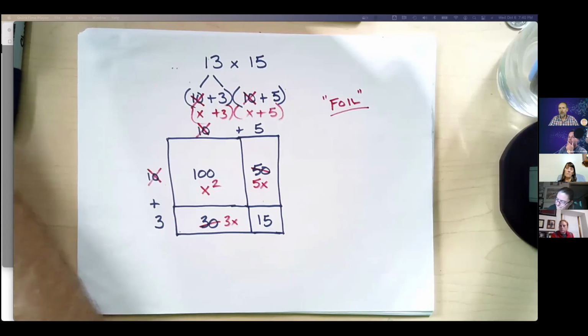Gotcha. I'm wondering, are you allowing the tool? Like, it's very, very common, right? By the time you get to grade 8, calculators are right there. Are they pulling out their calculator to do stuff like this?